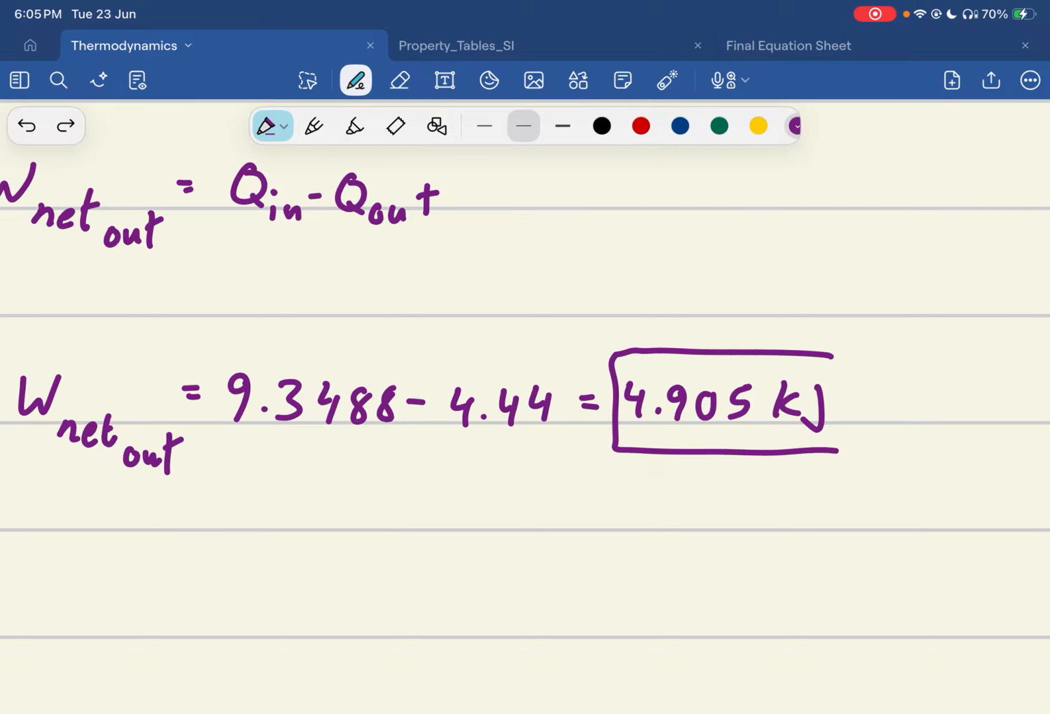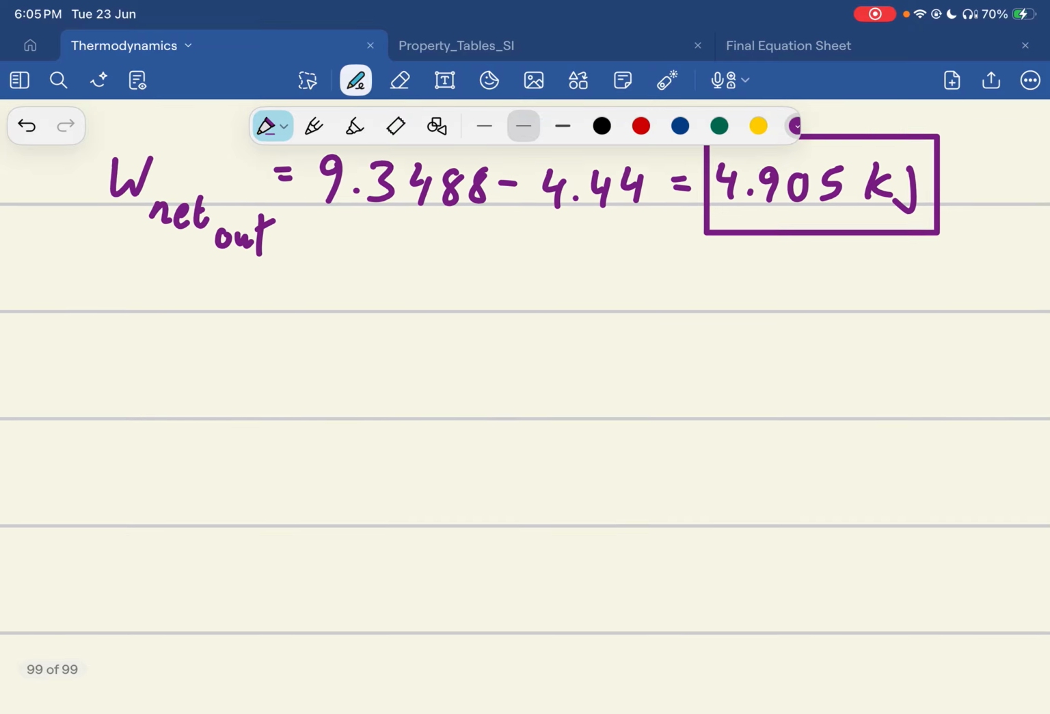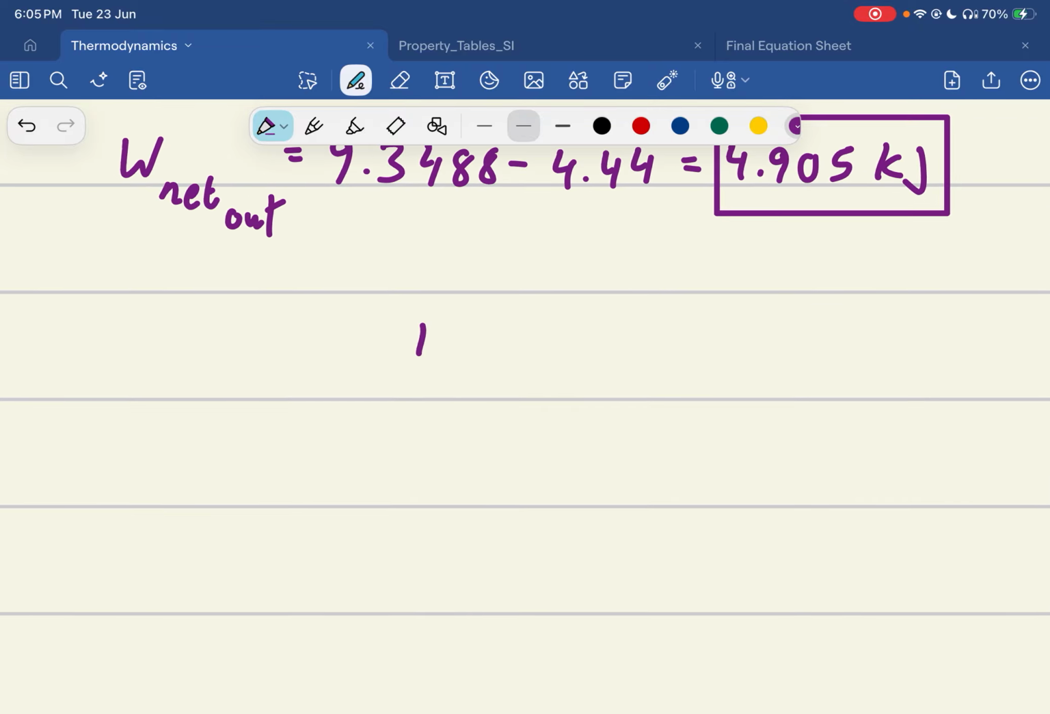And if you want to find it for the rate, then you're going to multiply that by 1500 over 60 because it was per minute. So 4.905 times 1500 divided by 60 equals 122.63 kilowatts. So that's your answer for part 2.